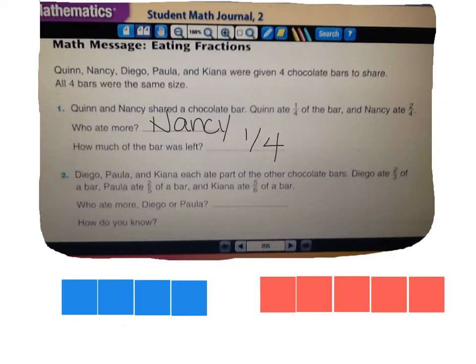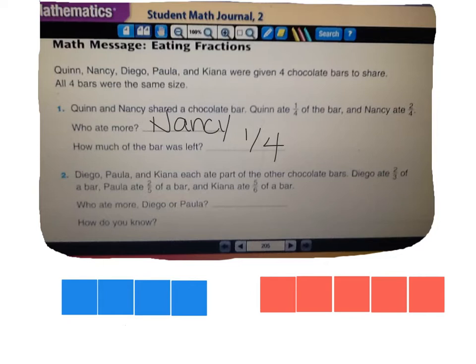So if we think about Diego, we would have 1 bar that we divided into thirds. Paula's bar we would divide into fifths, and Kiana's bar we would divide into sixths. So when you think about those fractions, the pieces get smaller when the denominator gets bigger. Think about that for a minute. The pieces get smaller when the denominator gets larger, because if we have the same size of a bar and we're dividing it into 3 pieces versus 6 pieces, that means each piece is a lot smaller.